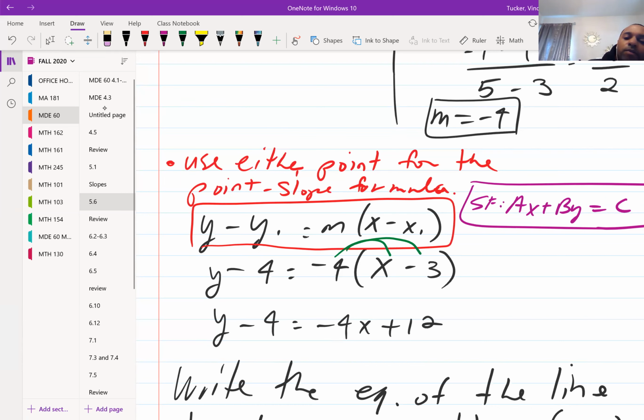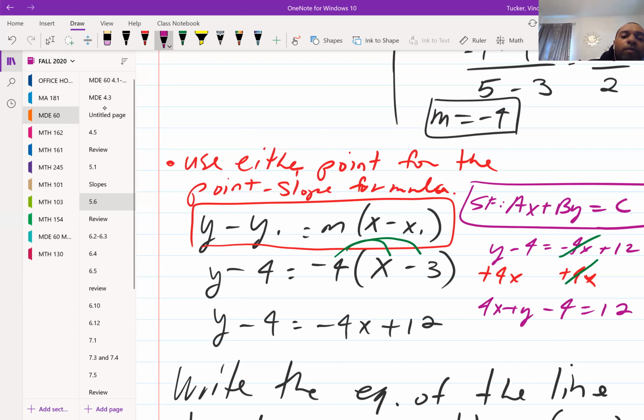So the way we can do that, I would add 4x to both sides, so that the 4x will cancel. So that'd be 4x plus y minus 4 equal to 12. And then add this 4 to both sides. And that equation in standard form will be 4x plus y equal to 16.